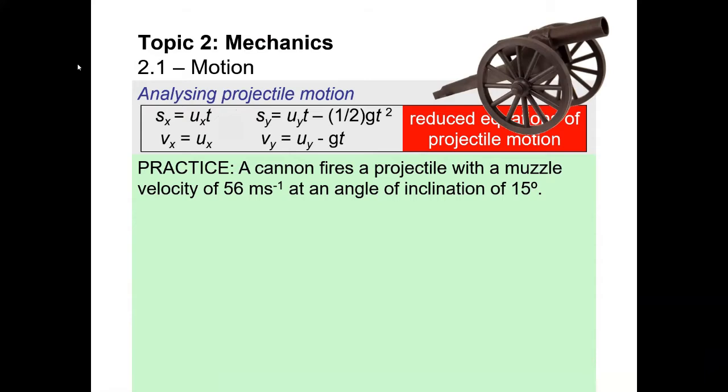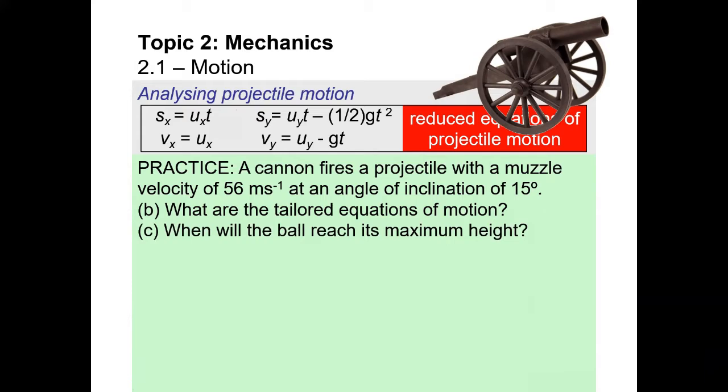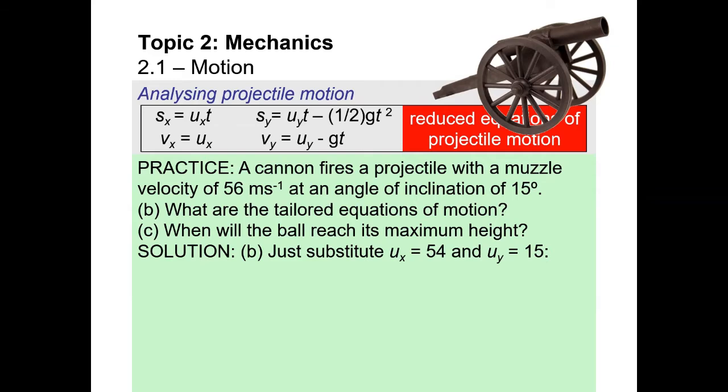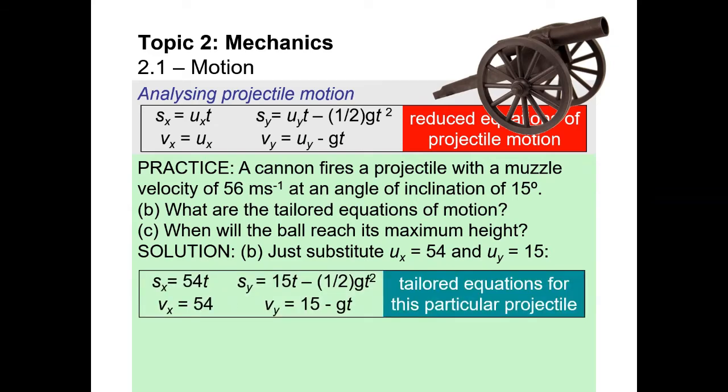A cannon fires a projectile with a muzzle velocity of 56 meters per second at an angle of inclination of 15 degrees. B. What is the tailored equation of motion? C. When will the ball reach its maximum height? For B, we just substitute initial velocity horizontal component 54 and initial velocity in vertical component 15 into the reduced equations of projectile motion. C. When will the ball reach its maximum height?